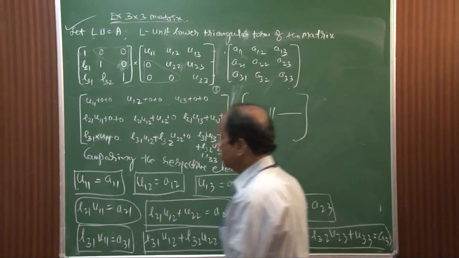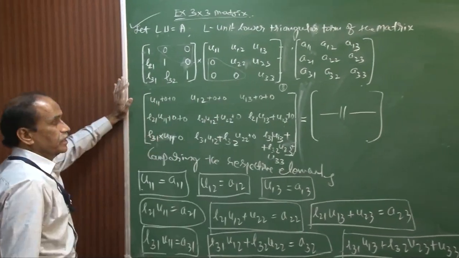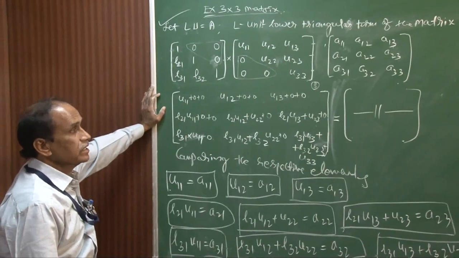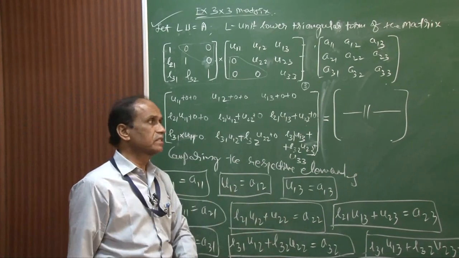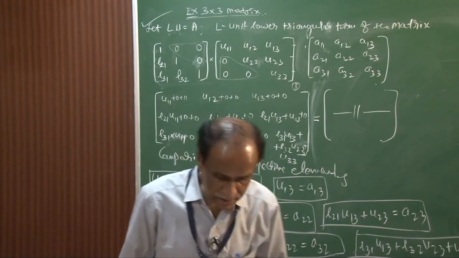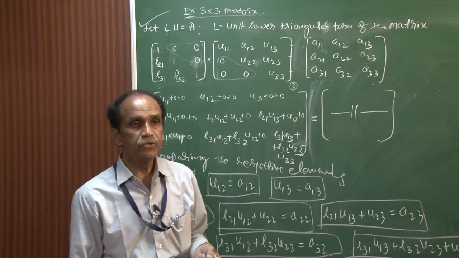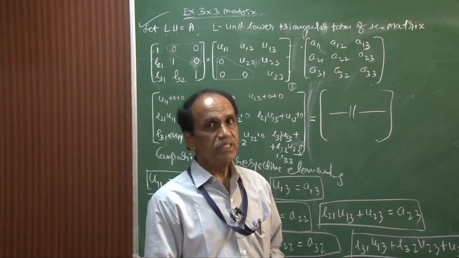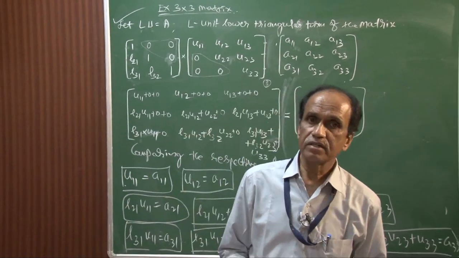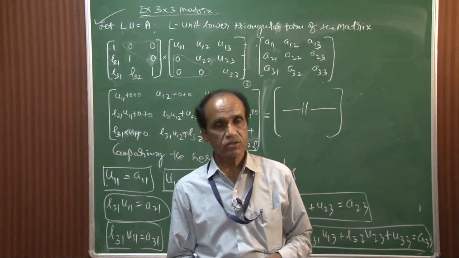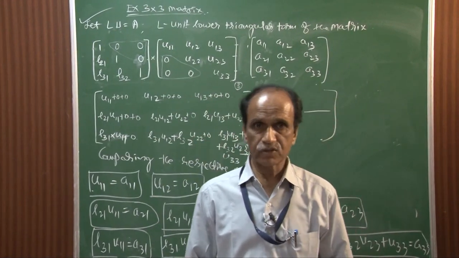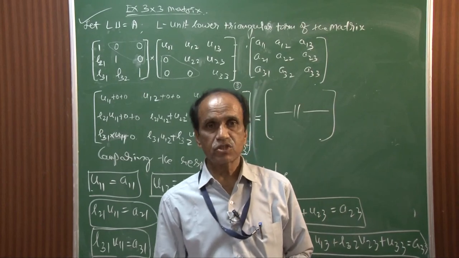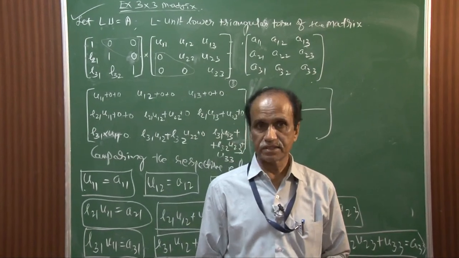So after doing all these calculations, after obtaining all these values, you will get some numbers, and with those numbers the next step is to go for L and U. L is the unit lower triangular matrix. So whatever the symbols are there, you have to specify those values. With this, I would like to stop up to here. I shall continue in my next discussion. Thank you.